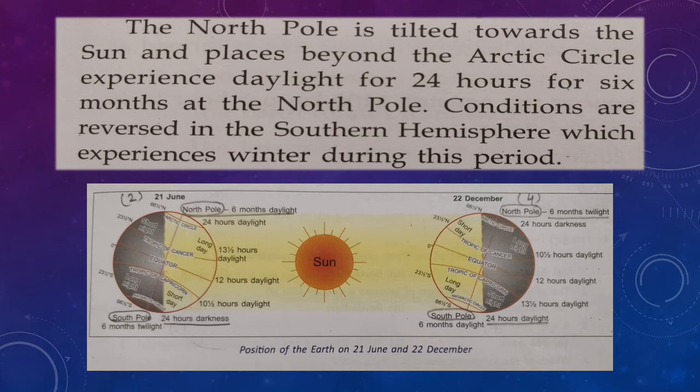It means that the North Pole is tilted towards the sun, and places beyond Arctic Circle experience daylight for 24 hours for 6 months. So for 6 months they have only yellow light, that is daytime they have. And conditions are reversed in the Southern Hemisphere, which is totally black. You can see the region between Antarctic Circle and South Pole, they have total darkness. There is no yellow there in that position. So in this position, South Pole will have 6 months of twilight, of darkness, and 24 hours of full darkness for 6 months.